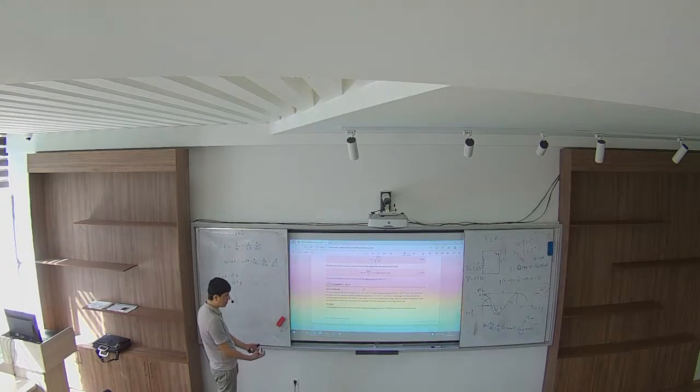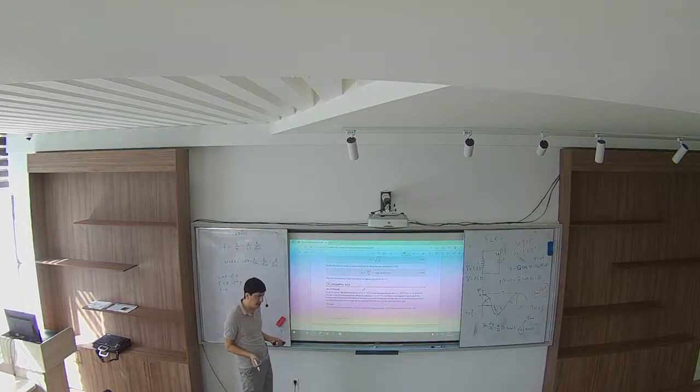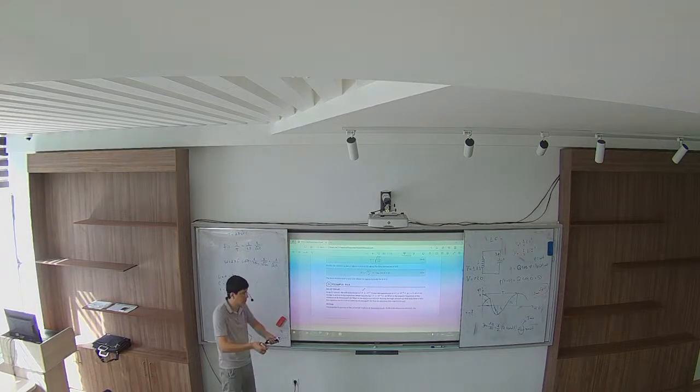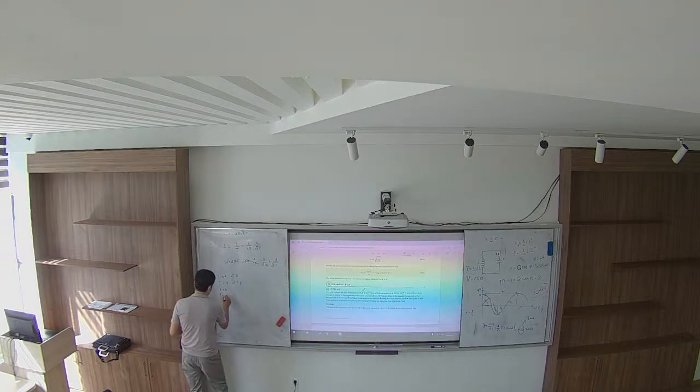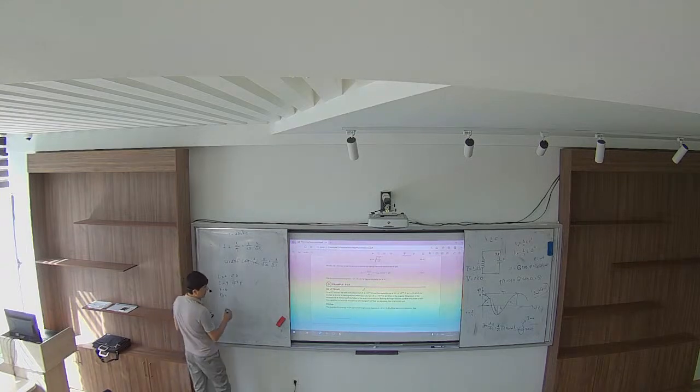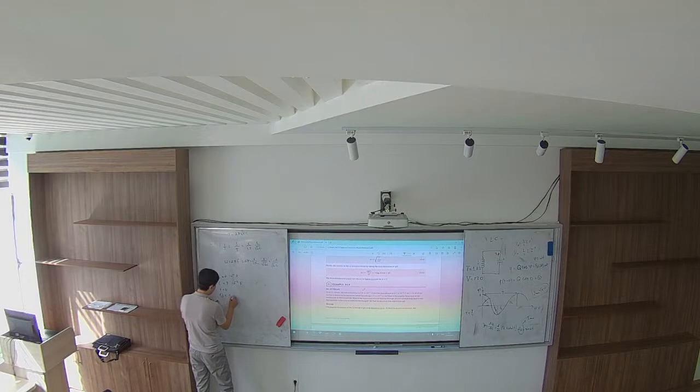So it means that initially we charge the capacitor and then connect it to the inductor. The energy is stored in the capacitor, which has the maximum charge. So when time is 0, we have maximum charge. That's why I'm using the capital Q here: 1.2 times 10 to the minus 5 coulomb.